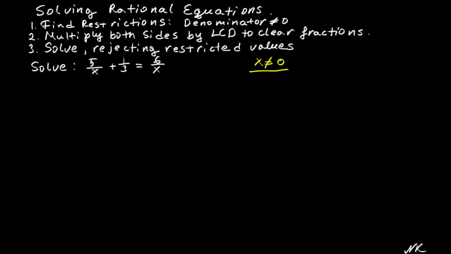The next thing we want to do is calculate the least common denominator, which is, we need a factor of x for the first denominator, then we need a factor of 3 for the second denominator, and we need a factor of x for the third denominator, but we already have it. So our least common denominator is 3x. On this step, we multiply both sides by the least common denominator 3x to clear the fractions.